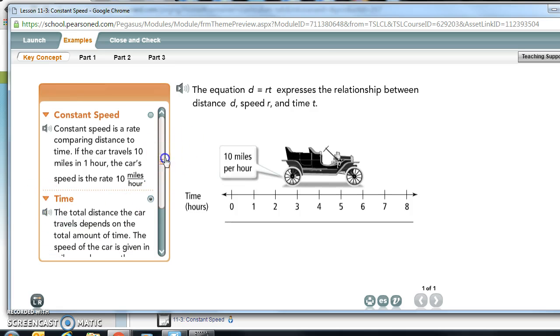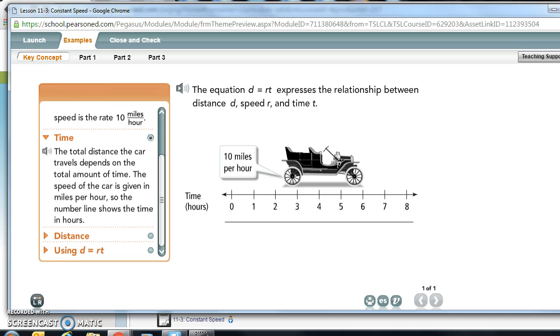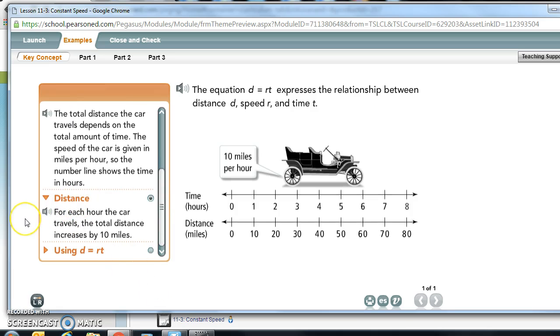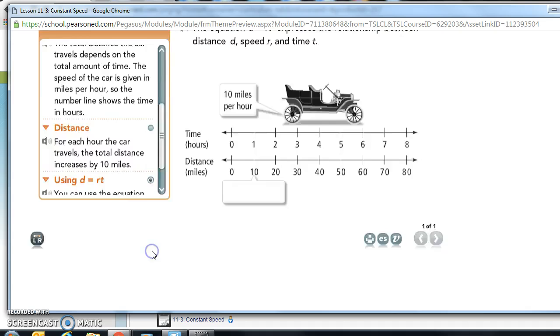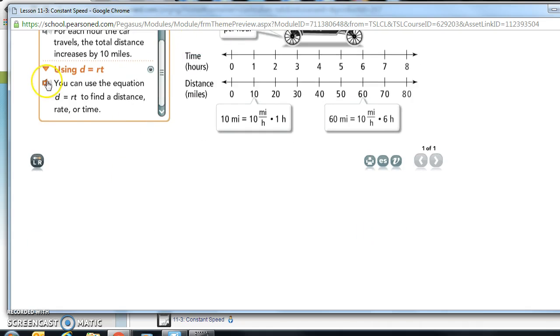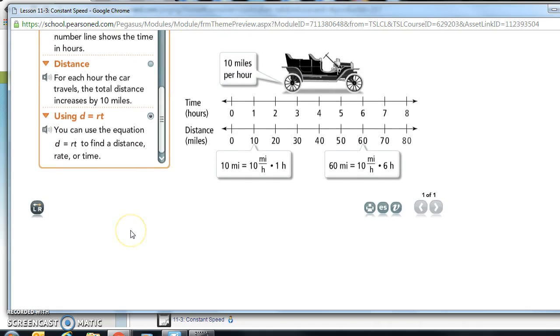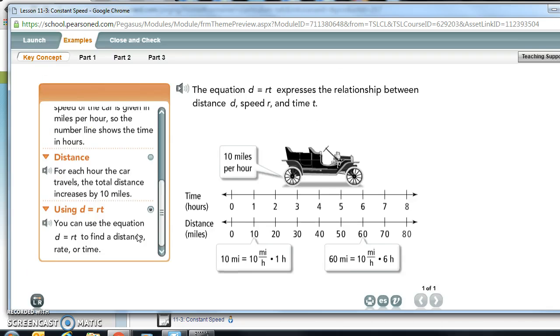The total distance the car travels depends on the total amount of time. The speed of the car is given in miles per hour, so the number line shows the time in hours. For each hour the car travels, the total distance increases by 10 miles. You can use the equation d = r times t to find a distance, rate, or time. Let's go on to part 1.